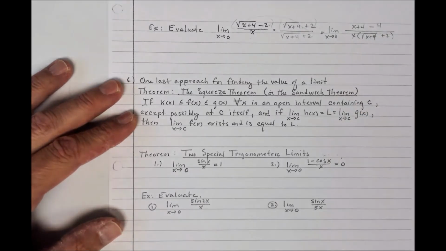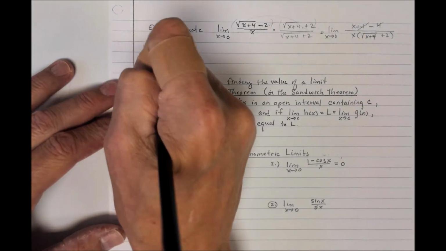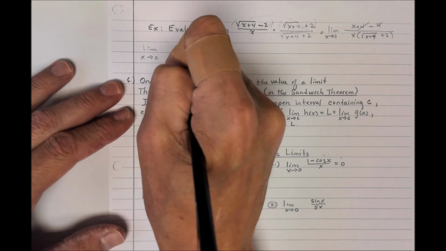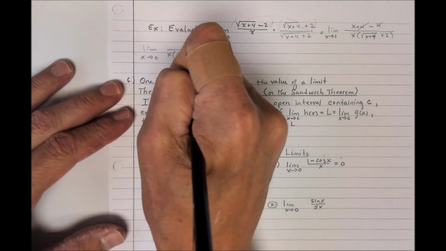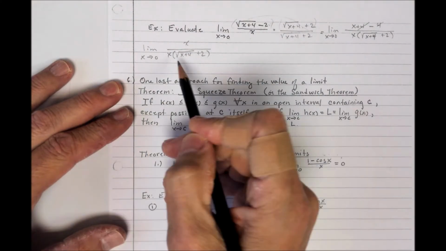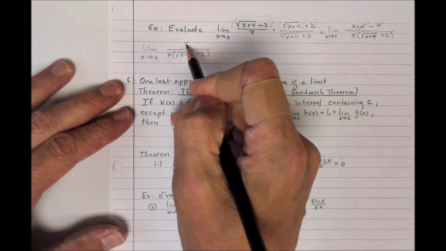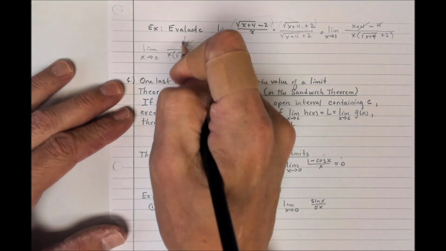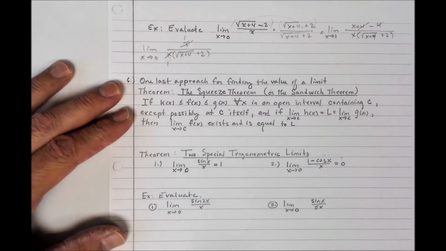Hopefully you can see that okay. These are going to cancel. I get the limit as x goes to 0 of x all over x times the quantity of the square root of x plus 4 plus 2 and the quantity. You can see why I've gone through these steps, because this is what's given me 0 over 0 with direct substitution. I have a factor of x top and bottom. Well, these factors cancel, just like the x minus 5s did in the problem before that.